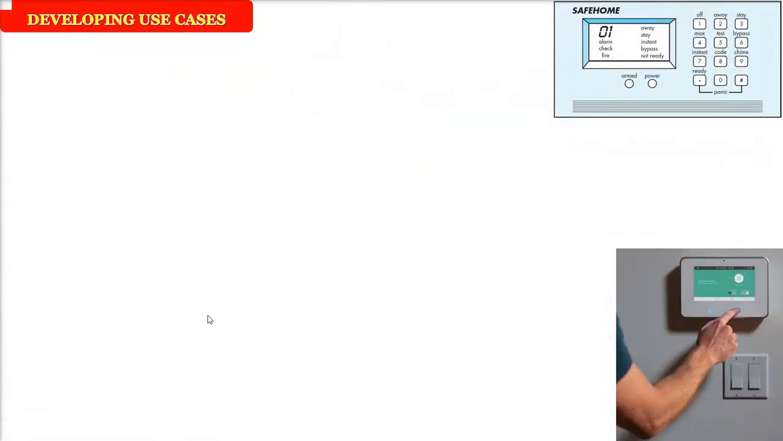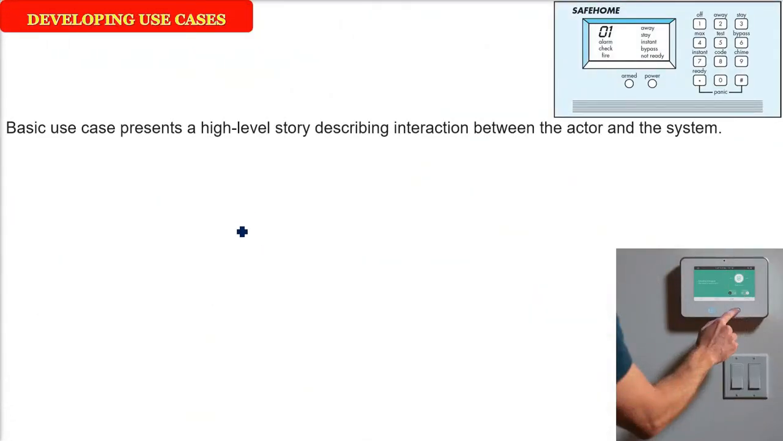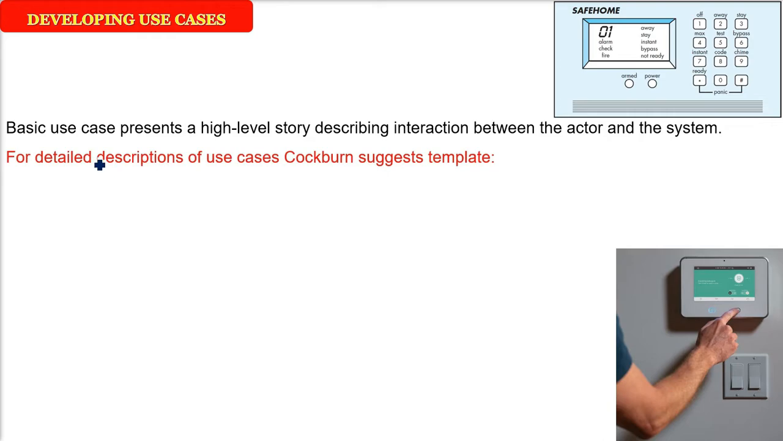Now, this is the content we saw, but we would like to show how the actor is going to interact with the system, that is, a high level story of interaction between the actor and the system. For that, Cogburn suggested a template, because everyone will be making use cases, so there has to be a template. Cogburn gave us a very good template. You can follow it, you can not follow it, but you need to know what template is there.